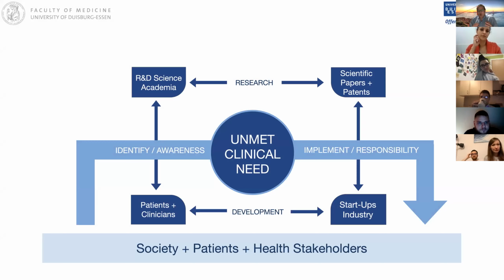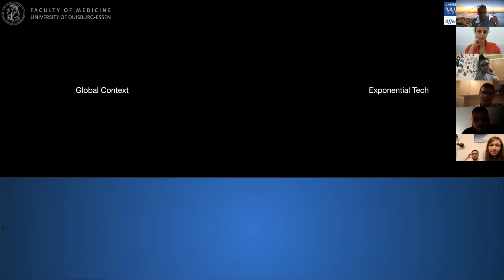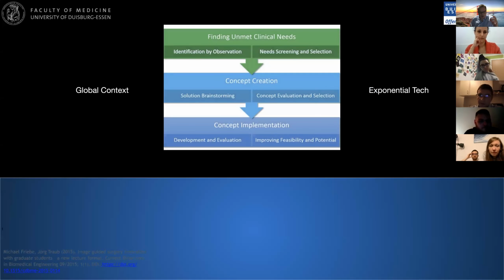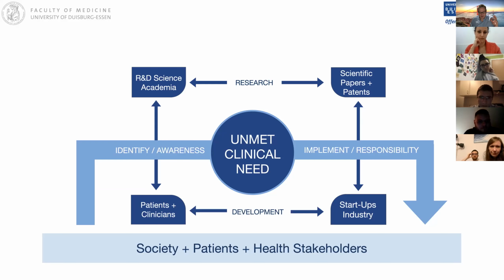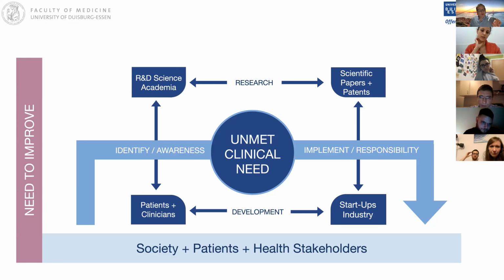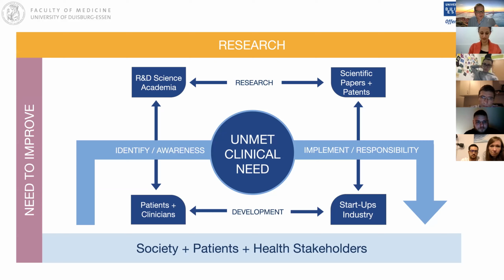So we actually go around an unmet clinical need, right? And we typically, sorry, that was not supposed to happen like this. I did the wrong sequence. I'm really sorry. So we need to understand the need to improve, right? And then there are scientists involved, maybe, who figure this out, and then we do some research on it. And typically, what happens is we write papers and patents.